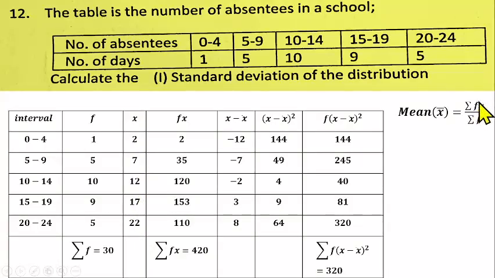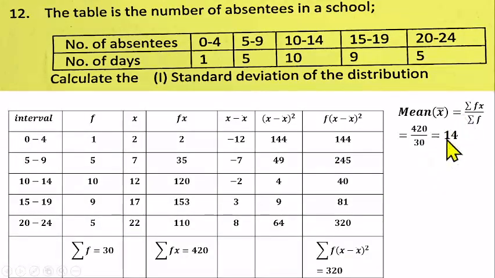Then from there you need to calculate fx. Your f will multiply your x. 1 times 2 is 2, 5 times 7 is 35, 10 times 12 is 120, 9 times 17 is 153, 5 times 22 is 110. Then the summation of fx, when you sum them together, is 420, divided by summation f, which is 30. So the mean will be 420 over 30, which equals 14.